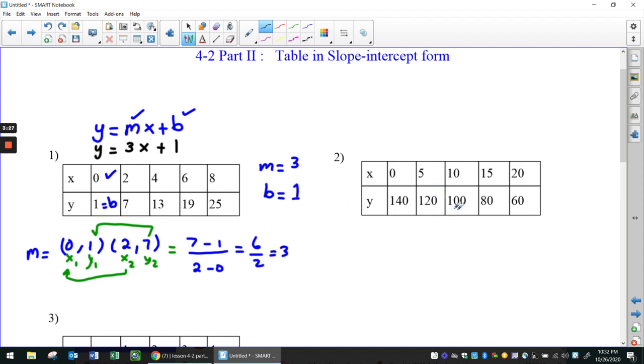Go ahead and do this one yourself and see what you come up with. Remember, you want this in slope-intercept form. Y is equal to mx plus b. And you want to solve for the slope and the y-intercept. And we'll come back to it after you're done.